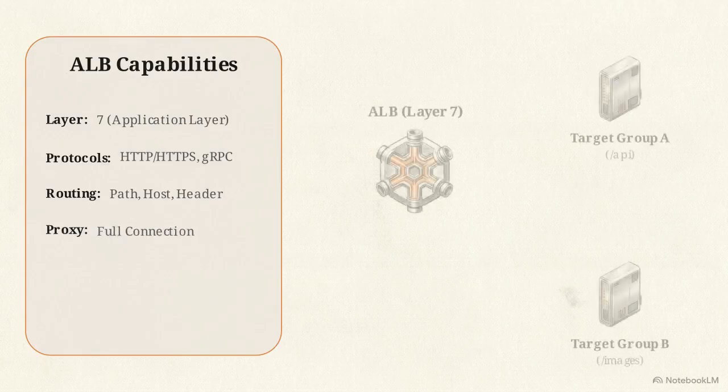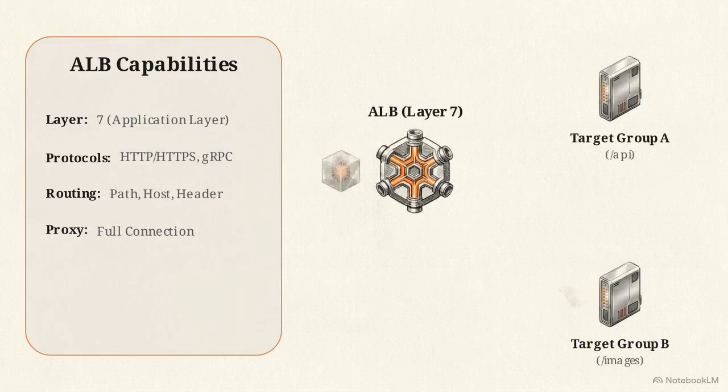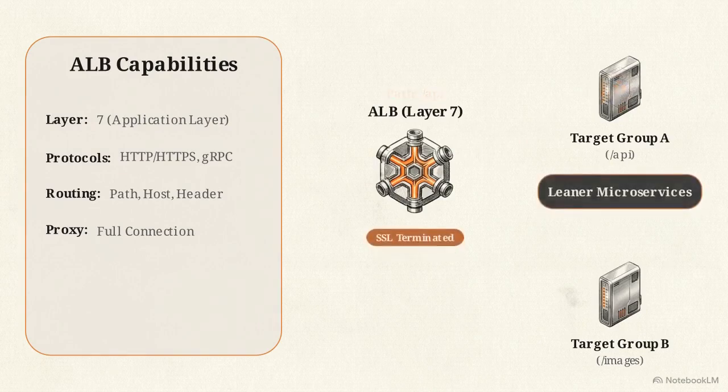By offloading path-based routing and SSL termination to the ALB, you can keep your backend microservice code much leaner. It can even handle user authentication through OIDC or Amazon Cognito, verifying requests before they ever reach your compute resources.